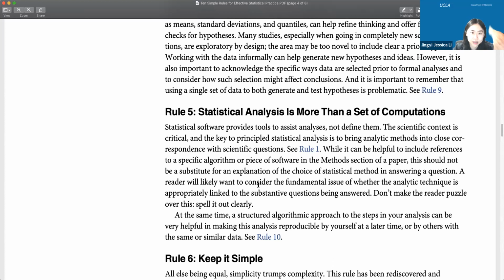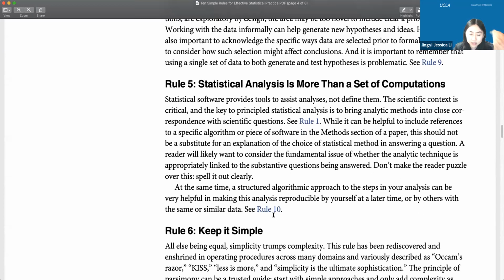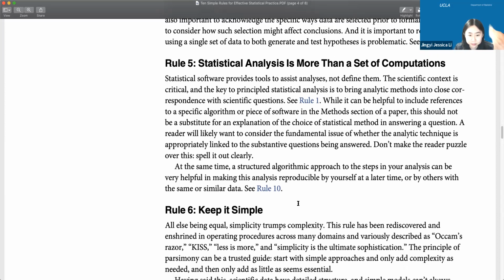And I think that's the reason why you're taking this class. So hopefully you can see why DESeq2 does what it does, right? That's one example. And also rule 10, we'll see that later, is to make sure that you keep all your code in a very readable and transparent way.